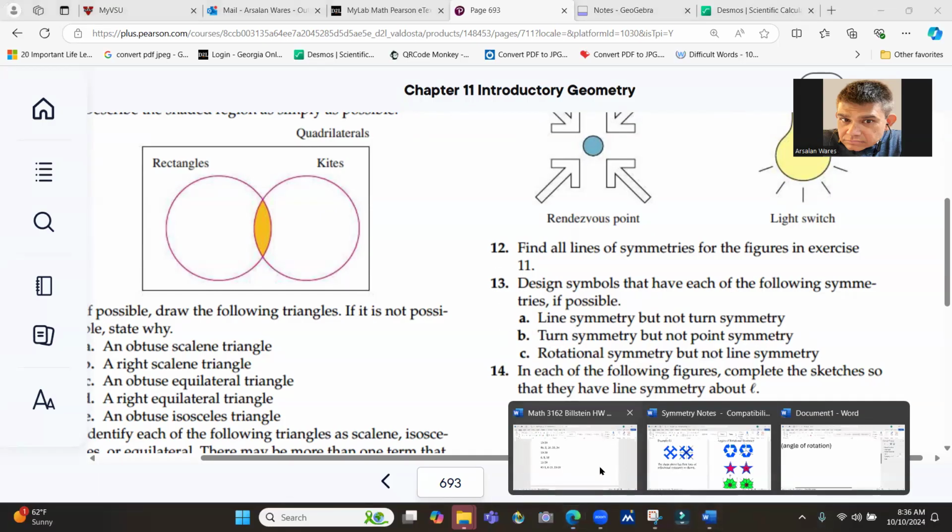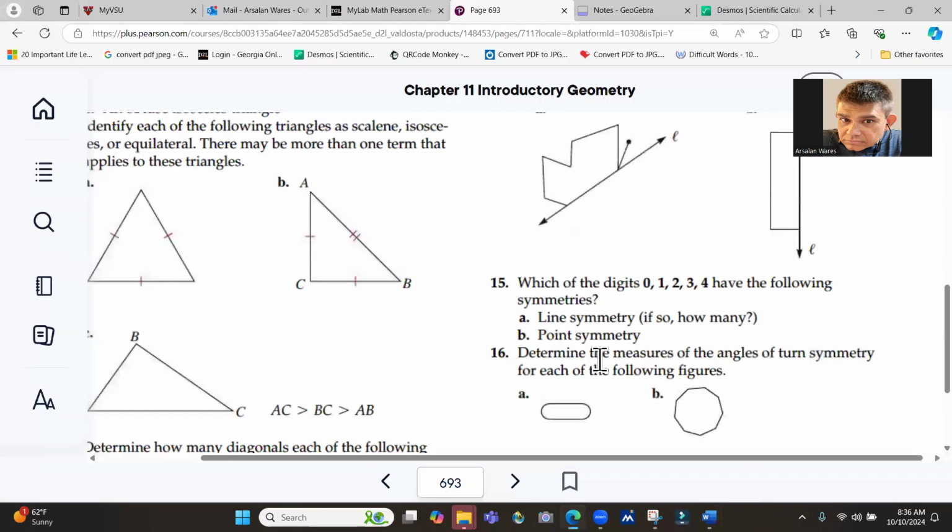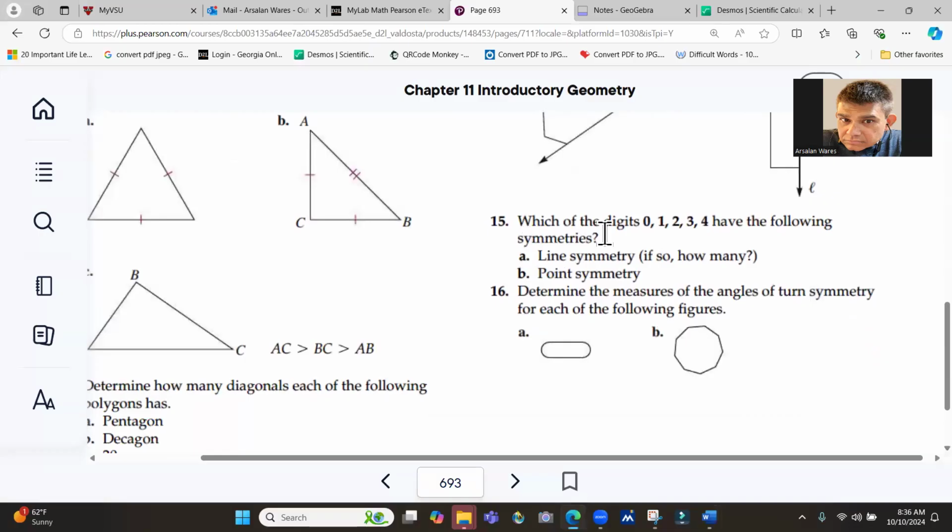Number 13, what else is here? 15 and 16. Let's look at 15 and 16. Okay. Which of the digits 0, 1, 2, 3, 4 have the following symmetries? Take a look. It's very similar to the letters we talked about, right? Line symmetry, point symmetry. Which of the digits 0 has line symmetry? Does it have point symmetry?